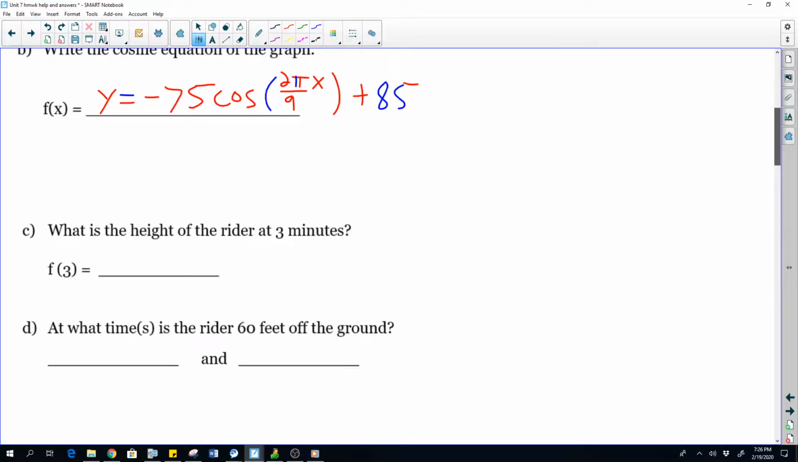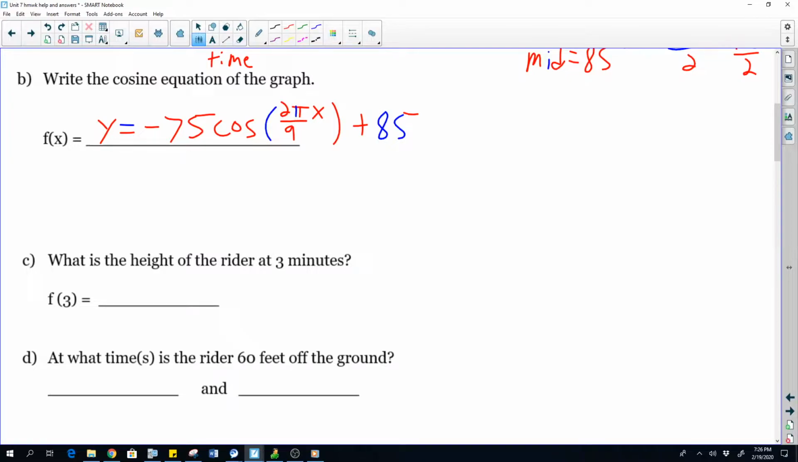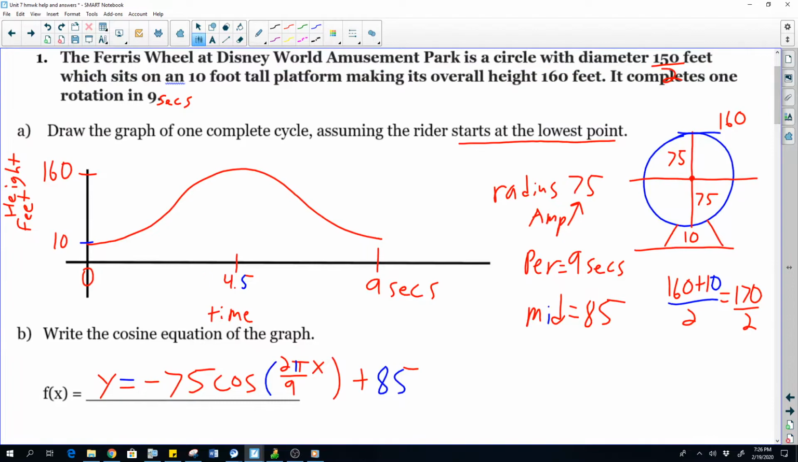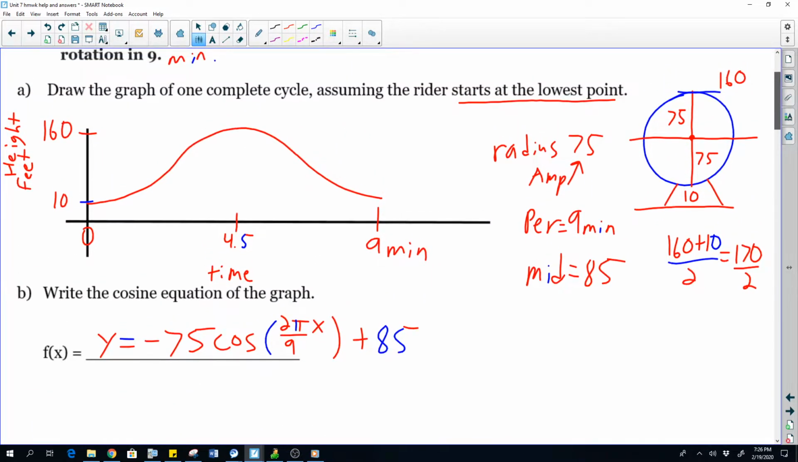Okay, so part C, what is the height of the rider after 3 minutes? Oh, I was supposed to say minutes. Okay. So 3 minutes would have been a lot better, but I changed it to seconds. Should we change it to minutes? Okay. No, yeah, come on. So let's go and fix that there. So that was supposed to be minutes. Awesome. So we'll change that everywhere to minutes. Now that we read the other problems. There we go. Okay, so what is the height of the rider at 3 minutes?